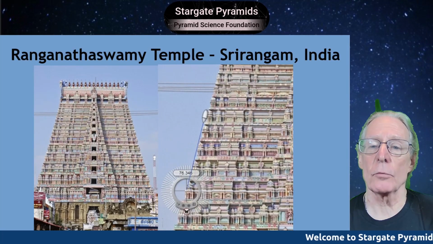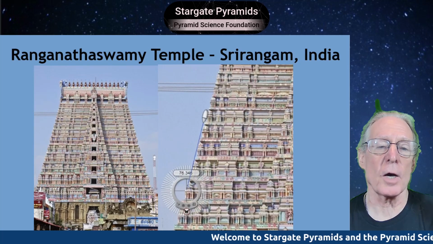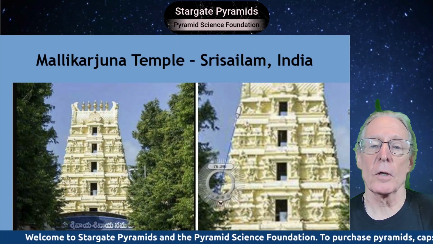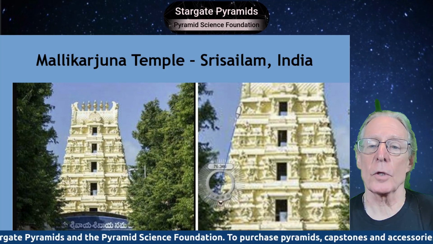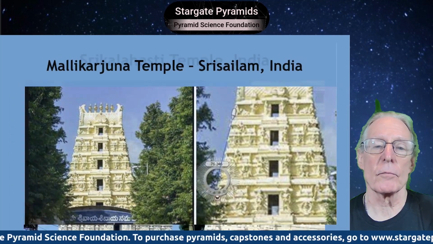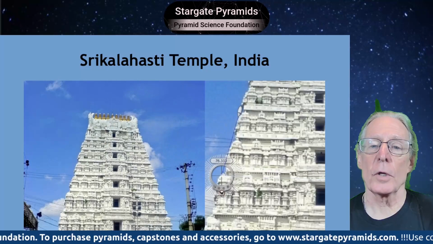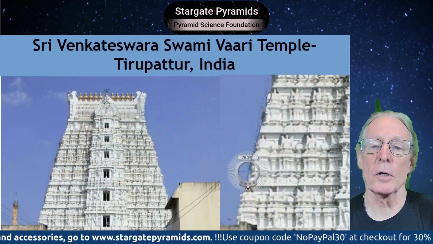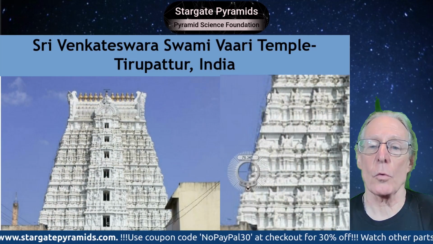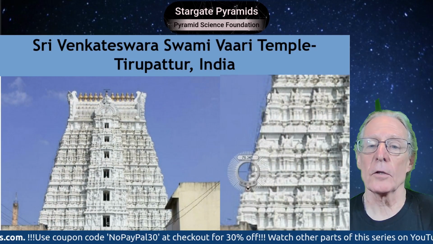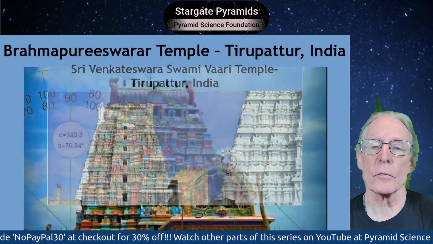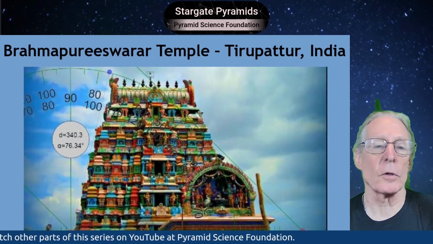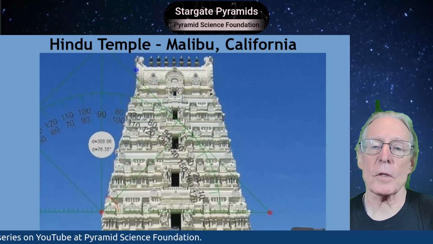Ranganathaswamy Temple in Srirangam, India has this geometry, as do these other examples. Mallikarjuna Temple in Srisailam, India. Sri Kalahasti Temple in India has this geometry. Sri Vinayakeshwara Swami Vari Temple in Tirupattur, India. Brahmapureeswarar Temple in Tirupattur, India.